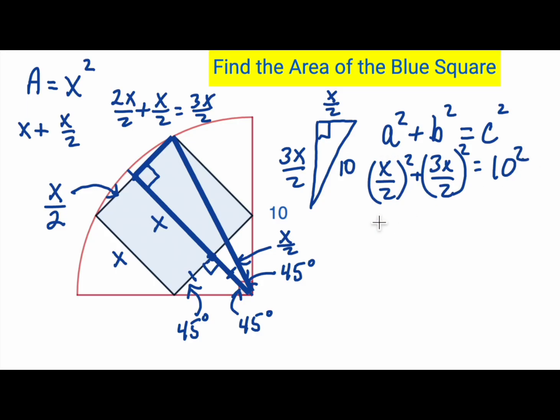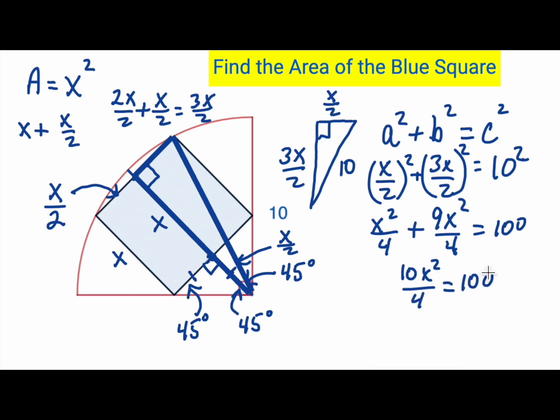So x over 2 squared is going to be x squared over 4. 3x over 2 squared is going to be 9x squared over 4. 10 squared is going to be 100. 1x squared plus 9x squared is going to be 10x squared over 4 equals 100. We're going to multiply both sides by 4, so we're going to have 10x squared equals 400. Then we're going to divide both sides by 10, and we're going to end up with x squared is equal to 40. And that's as far as we really need to go.